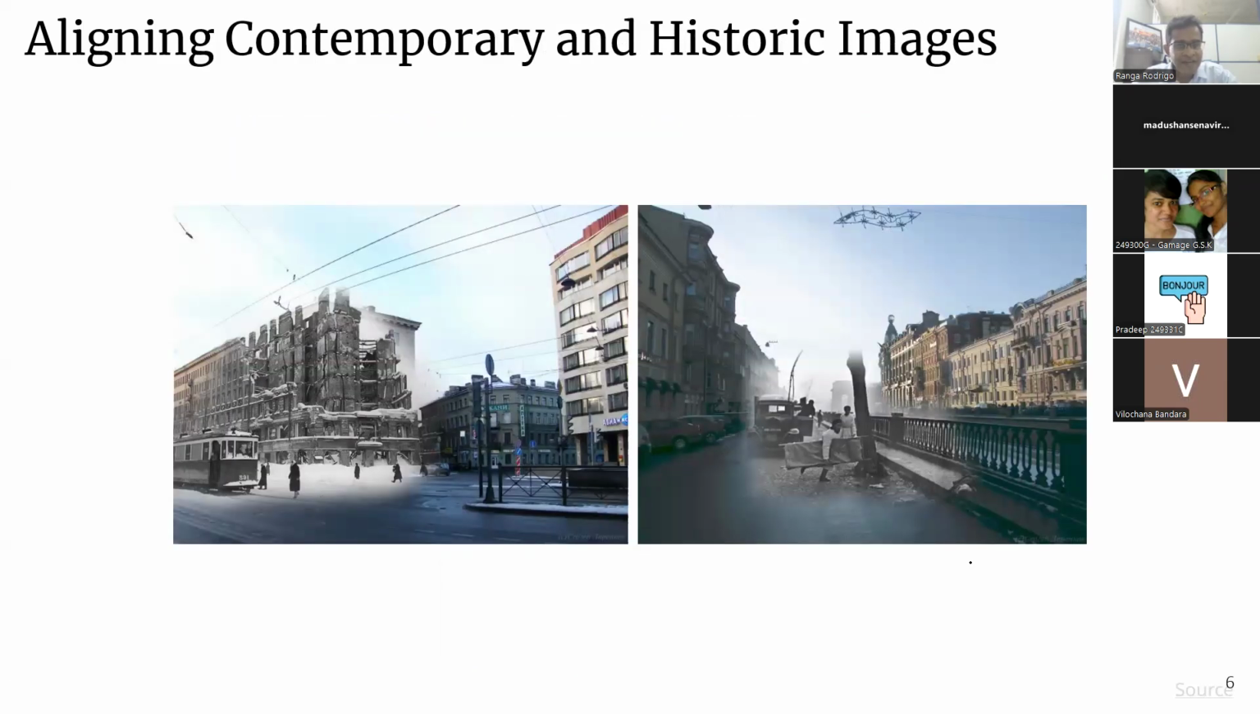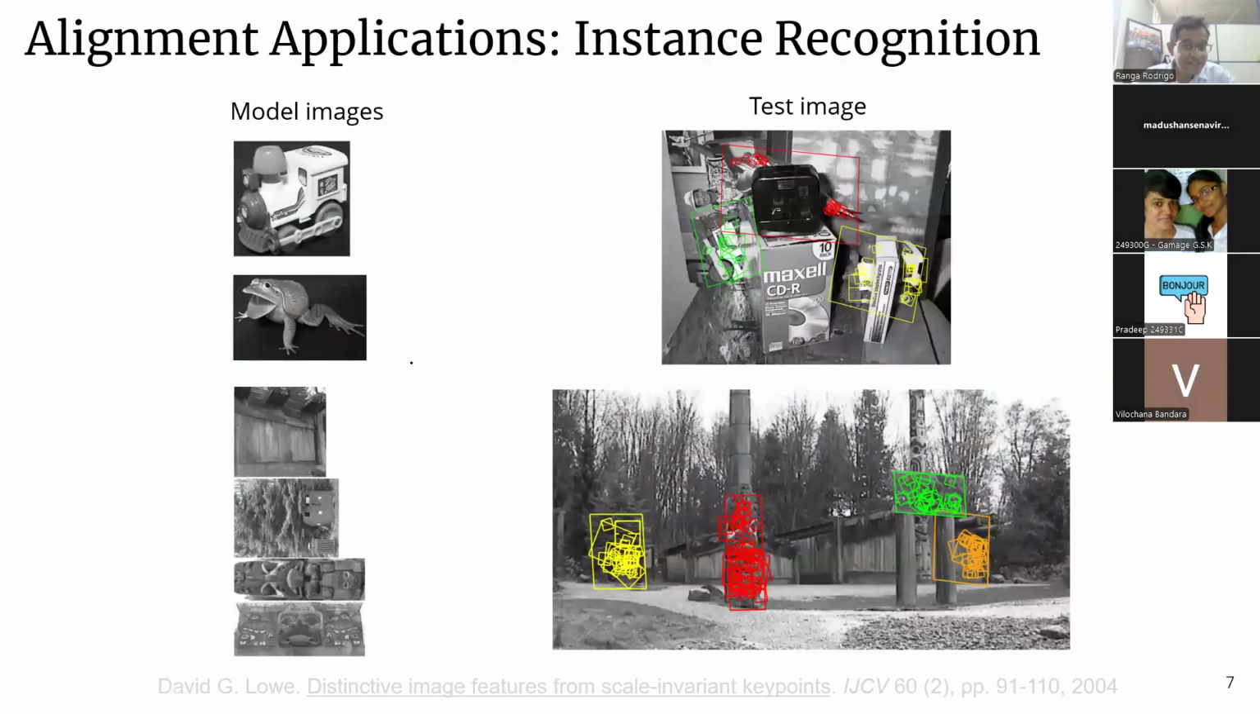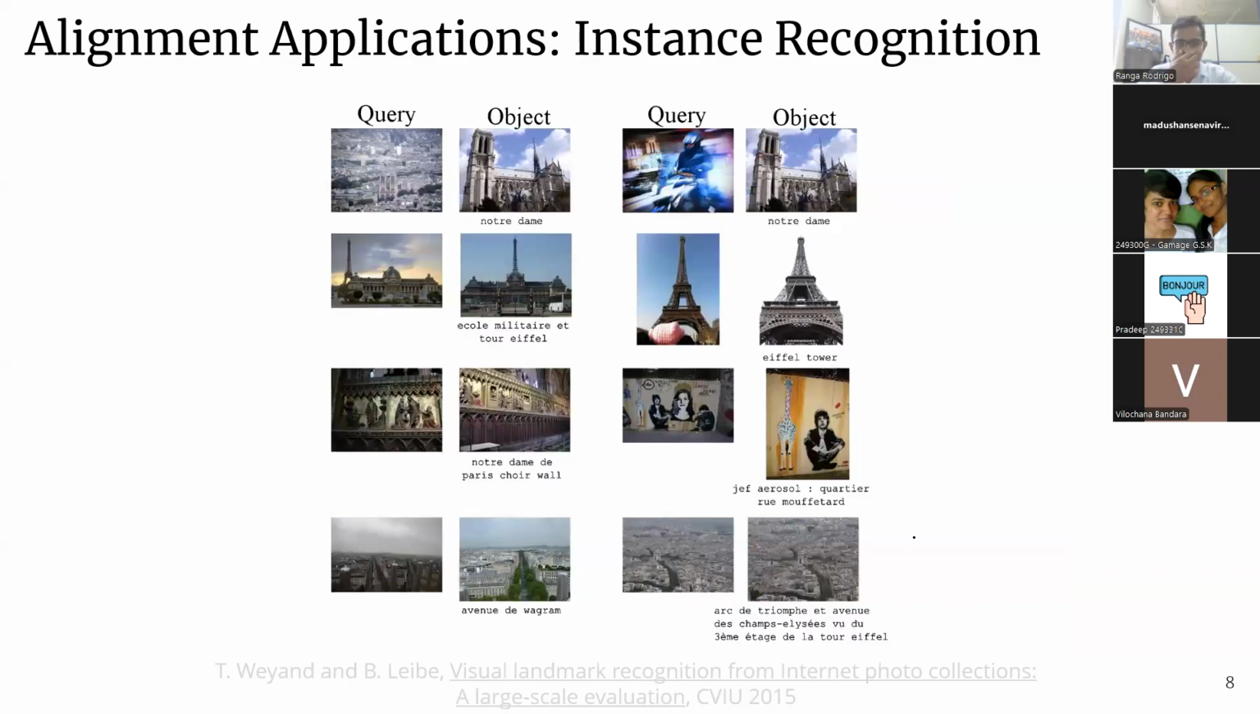So this is aligning contemporary and historical images, the look into the past thing. So you can see what the situation would have been in that city in the past, things like that. Here also, right? Okay, and then instance recognition. So, for example, if you ask in this image, can you find the toy truck? You can, by doing this feature matching and alignment. In these totem poles, what are these? Where are these icons? And so on, right? These are the kinds of applications that you can do.